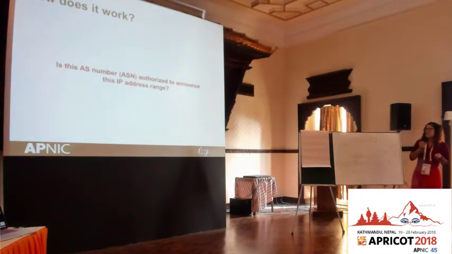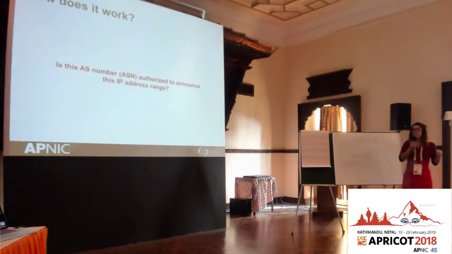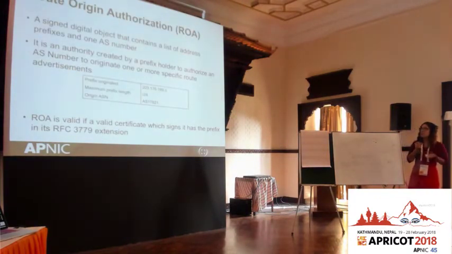So how does it work? As I was telling you, RPKI allows us to create these statements that basically answer this question: is this AS number authorized to announce this IP address range? And that statement is what we call a route origin authorization. A route origin authorization is an object that is digitally signed, that has a list of prefixes with a maximum prefix length so that it allows aggregation. And it says which is the origin AS for those prefixes. And it is signed using a certificate, and then there's a cryptographic validation of that object that allows us to make sure that what it is saying is true.